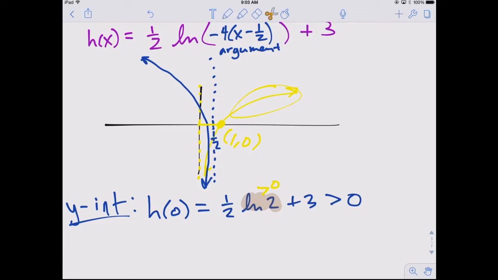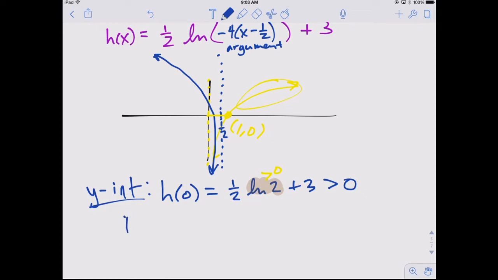Had it come out to be a negative number, then I would just draw it somewhere down there where it crosses in negative land. So the y-intercept, that's the last thing that you want to find just to kind of make your graph a little bit more accurate. And of course, once we have that, we can find the domain now.